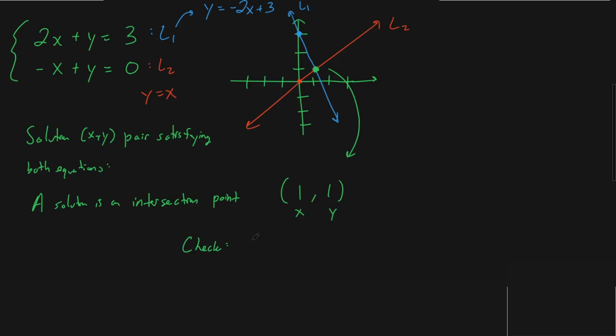So we would do 2 times 1 plus 1, and that should equal 3. So let's see. So we do 2 times 1, that's 2, plus 1, that is 3. So that one checks out. Let's try the second one. So you have negative x plus y equals 0. So plug in x is 1, so that's negative 1 plus positive 1. Well, what's that? If you add those, you get 0, just like it's supposed to be. Hooray! So this verifies indeed that 1, 1 is a solution.